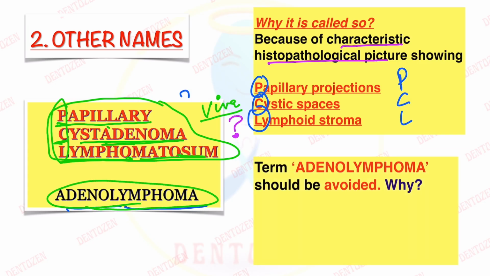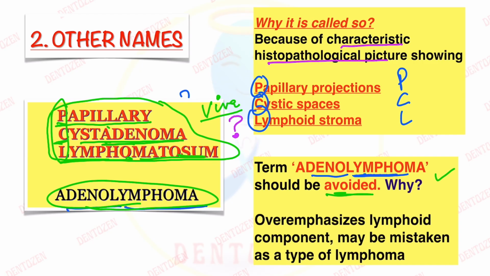No, this term should be avoided. But why? If you look at this term, it says adenolymphoma. It seems that it is some kind of lymphoma, but actually it is not true. So that is why this term should be avoided, because it overemphasizes the lymphoid component, and that is why it can be mistaken as a type of lymphoma. So this term should be avoided.